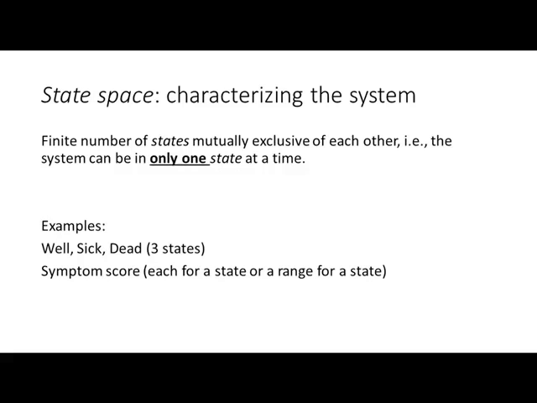So what's a state space? A state space is a space consisting of states, and the states characterize the stochastic system. A state space is composed of a finite number of states, and those states are mutually exclusive of each other, meaning the system can only be in one state at a time. So it cannot be well and sick at the same time, okay? Or you cannot be well and dead at the same time. You can only be either well or sick, or either well or dead, at one time.